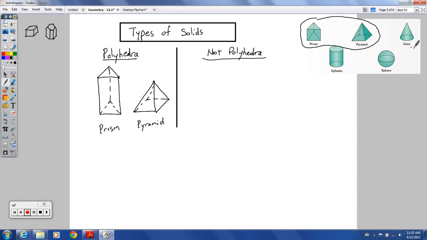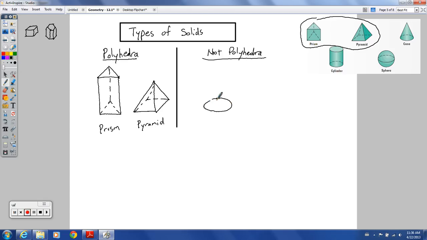Alright, so these are the polyhedra, the ones that have all polygon faces. The ones that are not polyhedra are these other ones. They're solids that have curved parts. And with this, I think it's actually easier to start by drawing a circle, as long as you're using pencil with a cone.